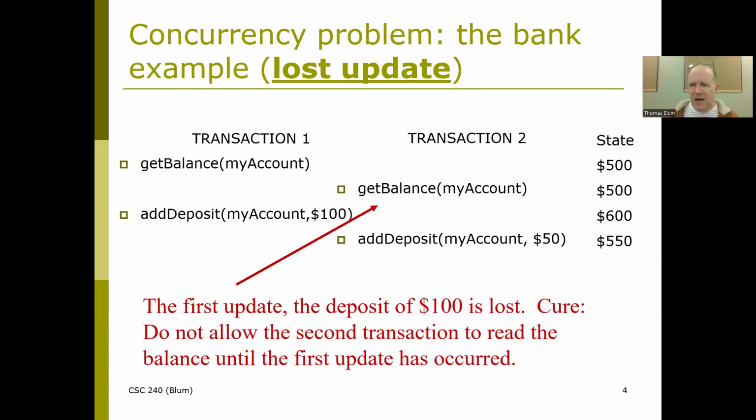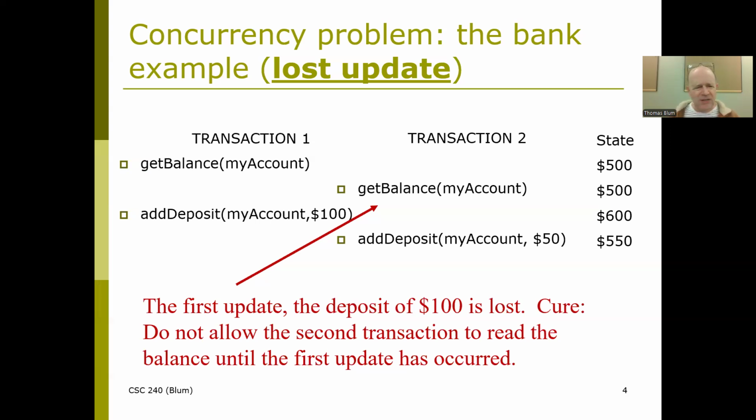Okay. Now let's talk about some transactions that have multiple steps, so they take some time to complete. What if two transactions are happening at the same time? Let's suppose there are two transactions trying to put money into the same account. That seems like a good thing. Maybe your grandmother's trying to put some money in your account and you're trying to put some money in your account.